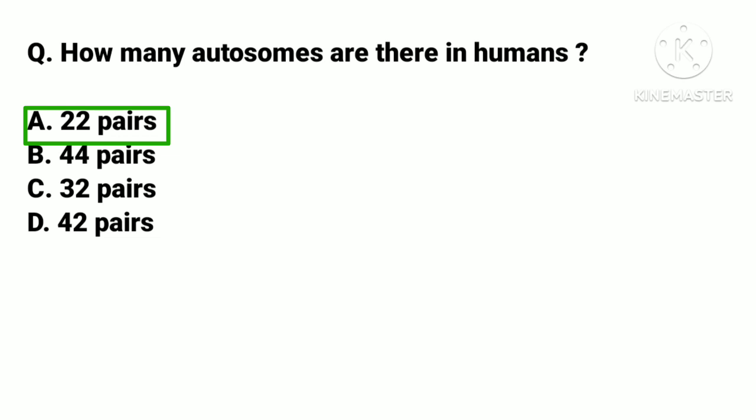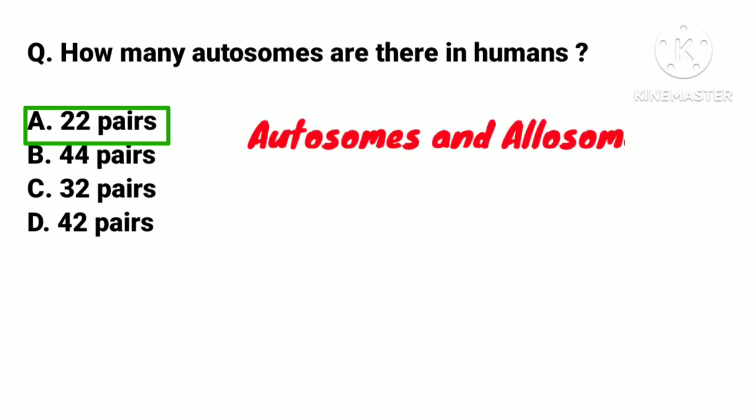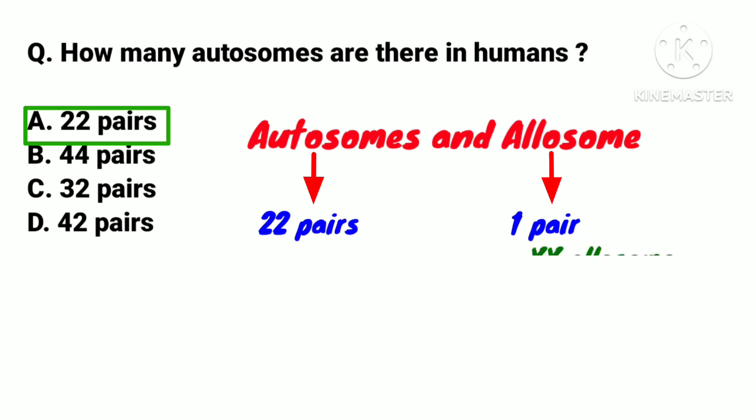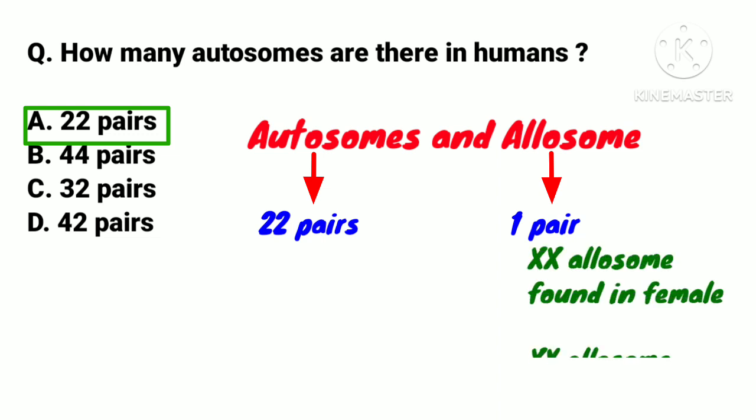22 pairs. There are two types of chromosomes found in normal human cells, autosomes and allosomes. One human cell has 22 pairs of autosomes and one pair of allosomes. But different allosomes are present in different genders: XX allosomes are found in females and XY allosomes are found in males.